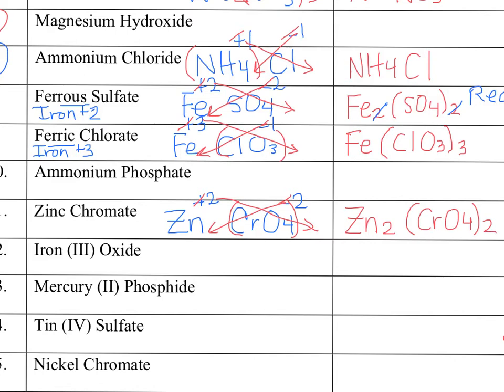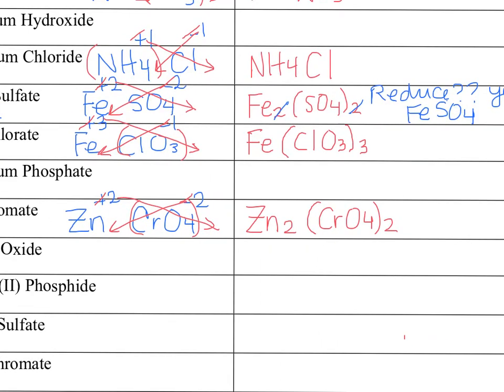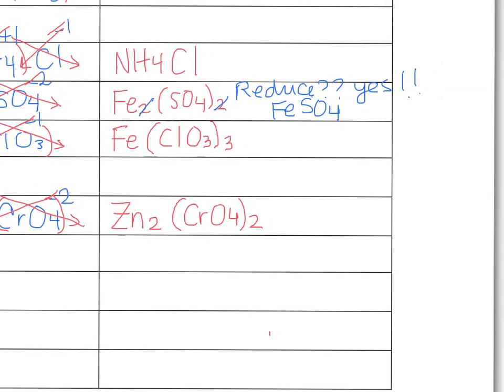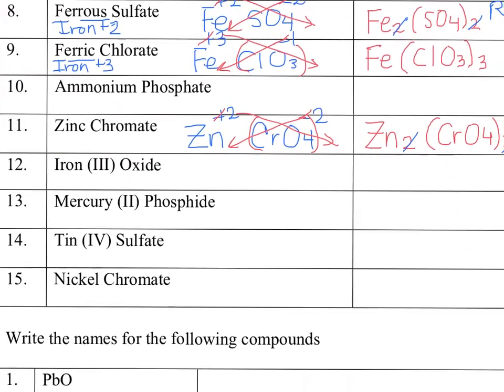But what do you see, my people? It reduces. So what can I do? If I reduce that, then what do I have? Zn. Do I need the parentheses if it's just 1? No. CrO4. Zinc chromate. Alright.